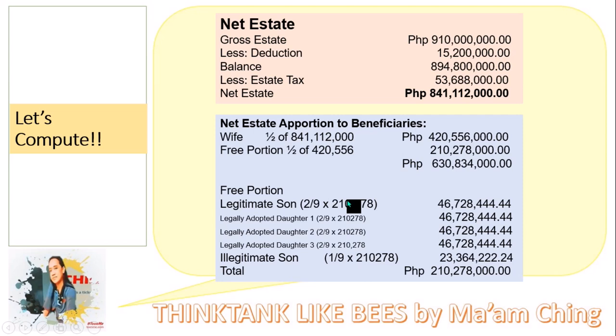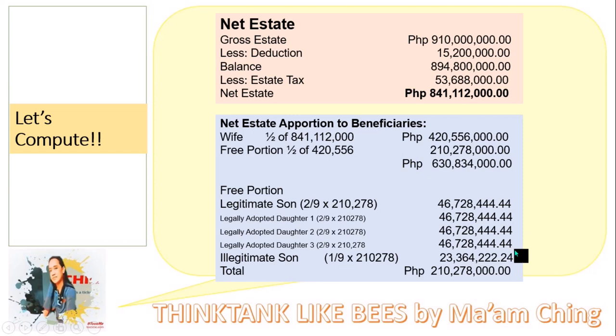So we have 210,278,000 multiplied by 2 over 9 for the legitimate son, so he has 46,728,000. It is the same computation for daughters number 1, 2, and 3, so they receive 46,728,000 each.